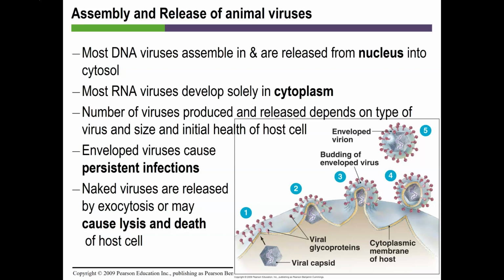Envelope viruses tend to cause longer-term infections that are more persistent because they don't kill the cell right away. The cell lives for a while producing these viruses before the immune system catches up with it and kills it off because it's infected. Or the cell finally collapses from the exertion of making so many viruses.